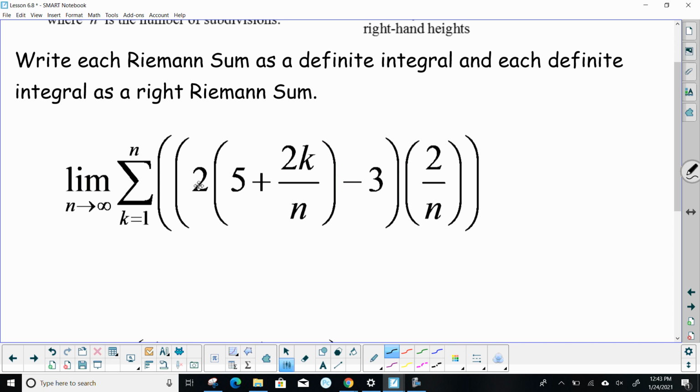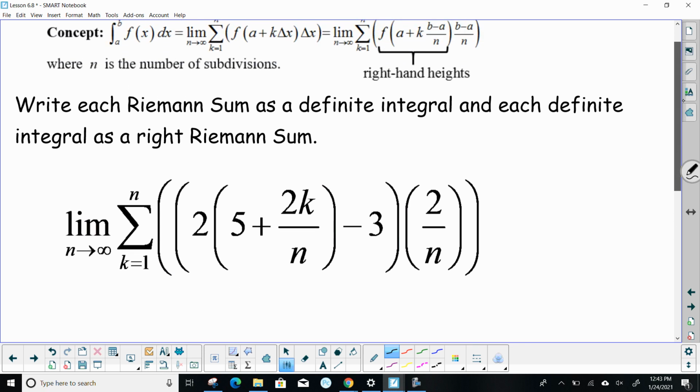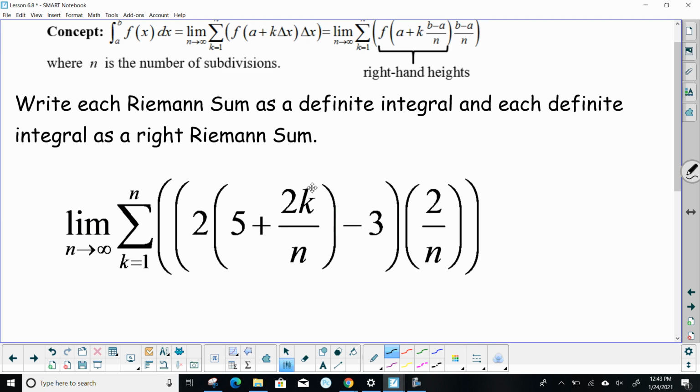Okay, so this is written as a Riemann sum. We're always starting out with our formula up there at the top. I'll slide this down a little bit so you can see it. There's our formula. This one is this right here, and we're trying to write it as a definite integral. So I know I'm going to rewrite it this way, and I've got to figure out what a and b are.